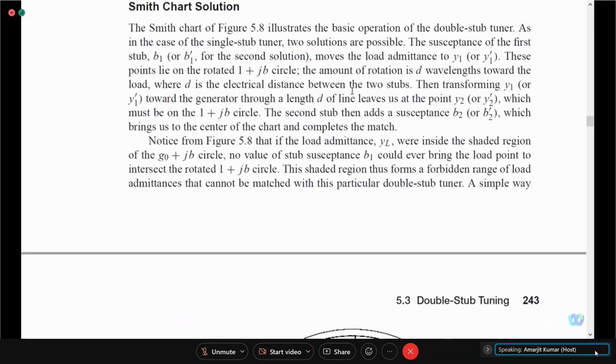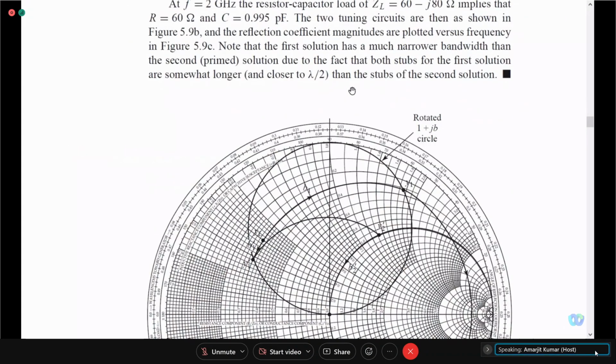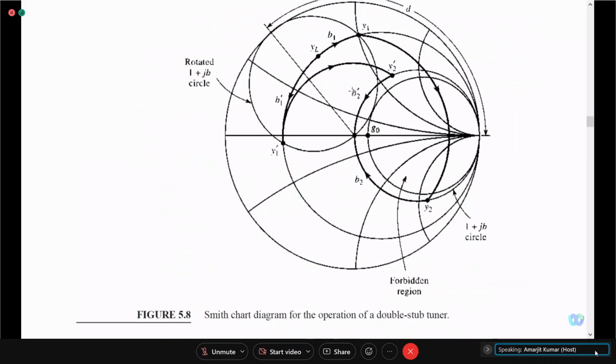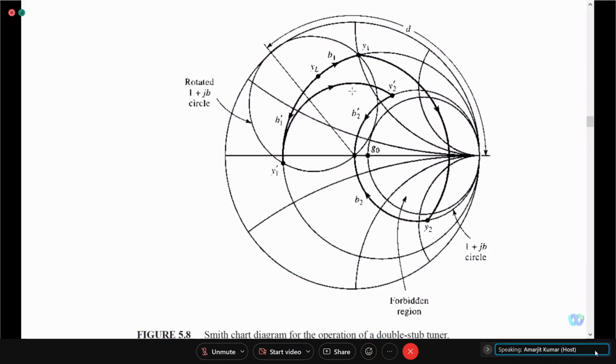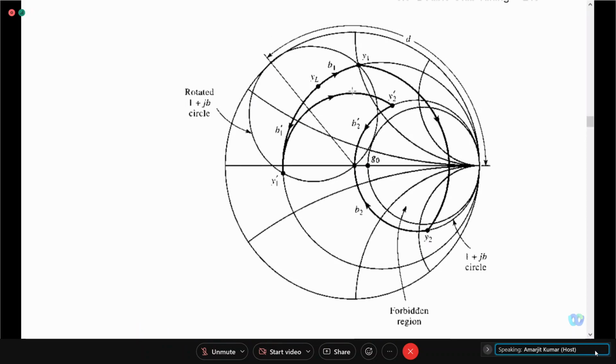Now one more thing, you are telling that there is some limitation of this Smith chart. So what is that limitation? That we cannot match all the load impedances with the feed line impedance. So why is it so?